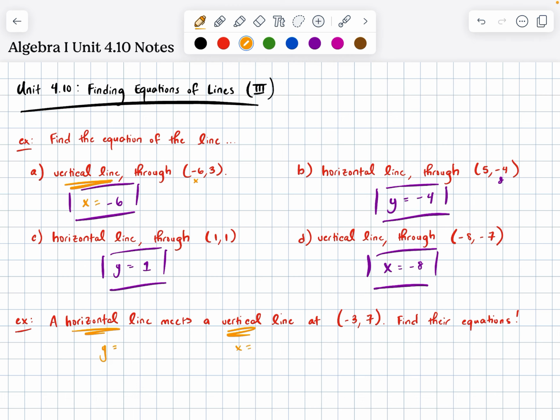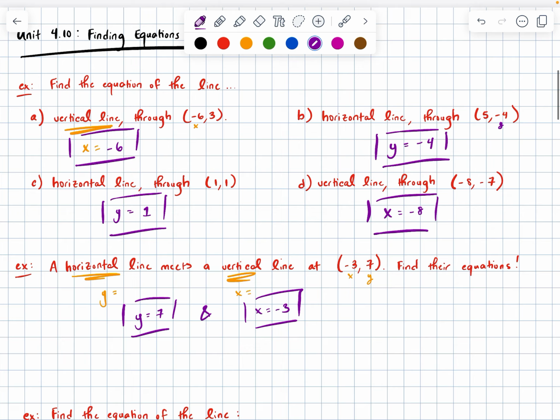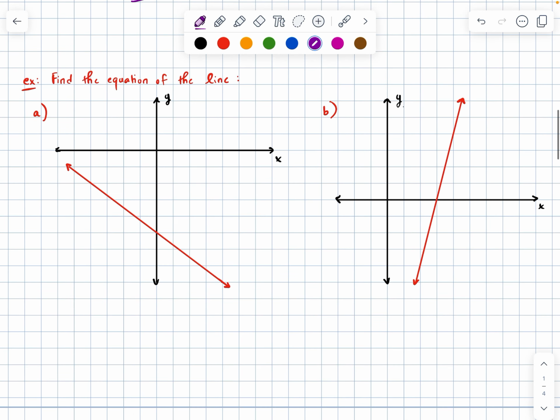So knowing that my point -3, 7 has an x value of -3 and a y value of 7, my horizontal line would have to be y equals whatever my y coordinate is, so y equals 7. And then my vertical line would have to be x equals whatever my x value is, which is -3. So these are the equations of my two lines. Fantastic. Moving on. Let's find some equations of some non-vertical and non-horizontal lines.